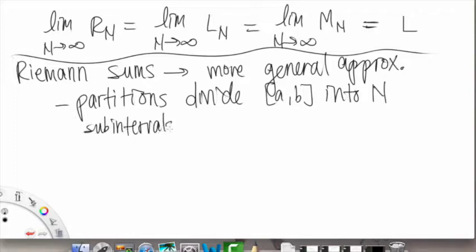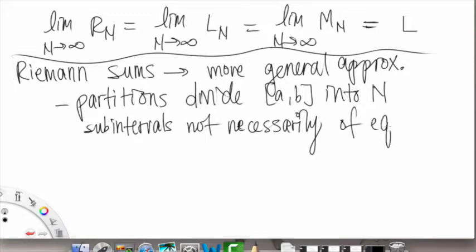But with Riemann sums, the subintervals don't have to be of equal width. They can be if you want them to be, and then it'll just be your right, left, or midpoint approximation. But anyways, they don't necessarily have to be of equal width.